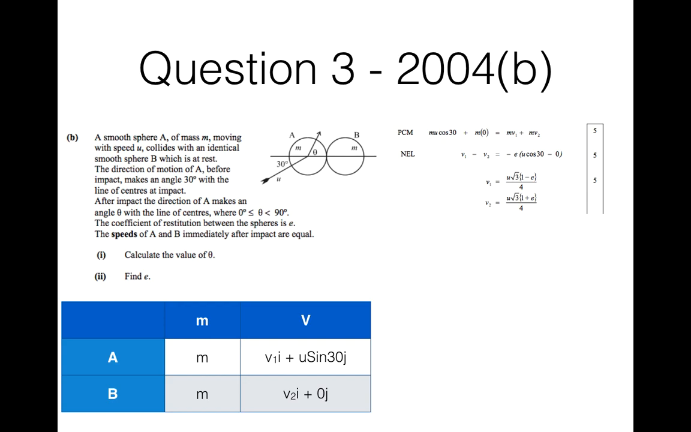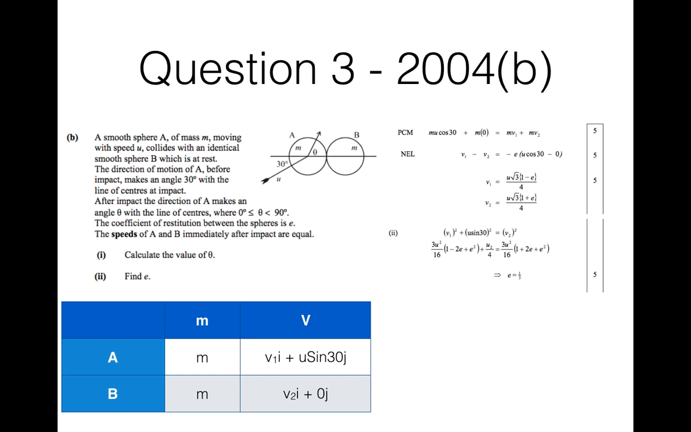So there's the values after impact. On the first line of the thing that just popped up, we've squared both sides, so you get v1 squared plus u sin 30 squared is equal to v2 squared. Sub in the values for v1 and v2 and solve, and you get an e value. So we actually get the e value first here.